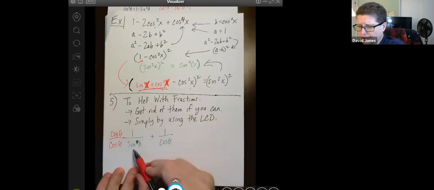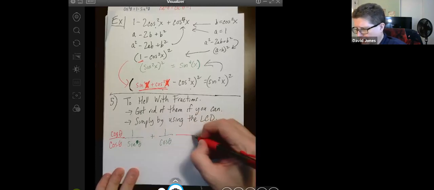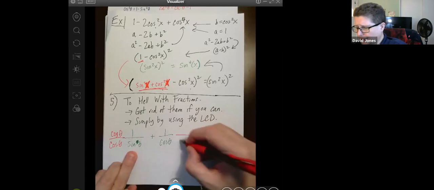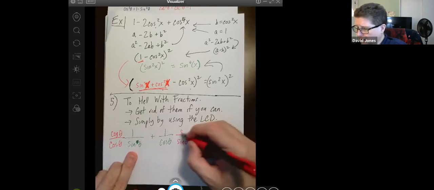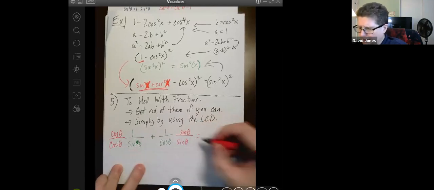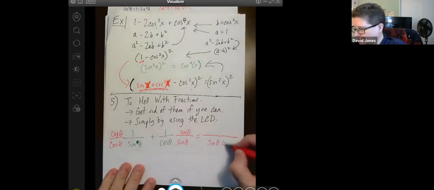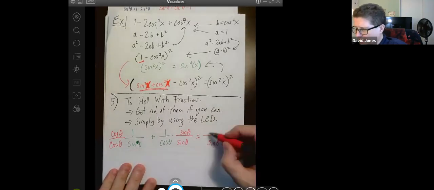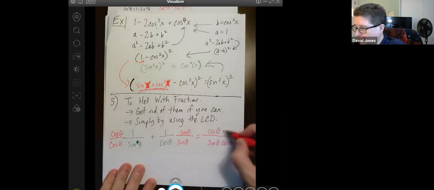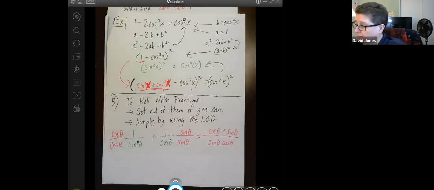I'm going to multiply sine theta by that. And the other fraction for cosine theta is sine theta. We'll use that. And now we have an LCD of sine theta cosine theta, and on top we have cosine theta plus sine theta. Sometimes that helps. In this case, it doesn't do a whole lot, but that's the idea of LCD.